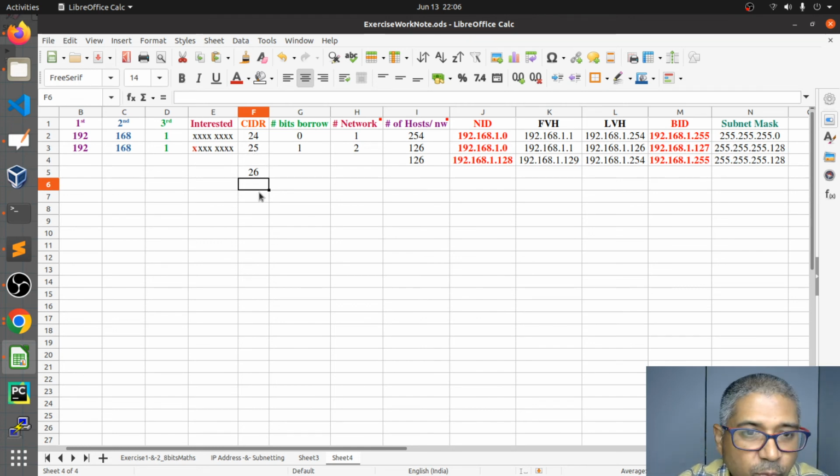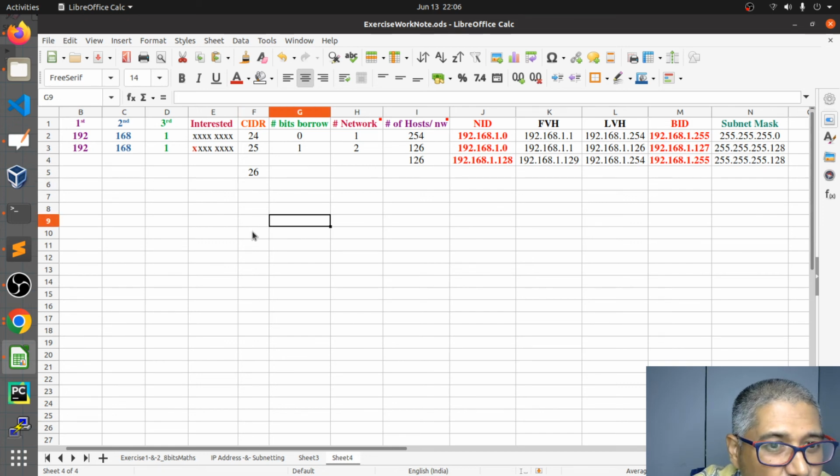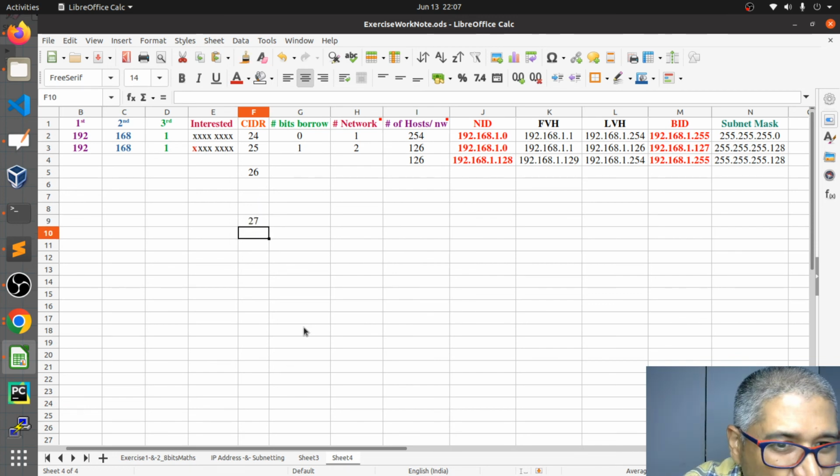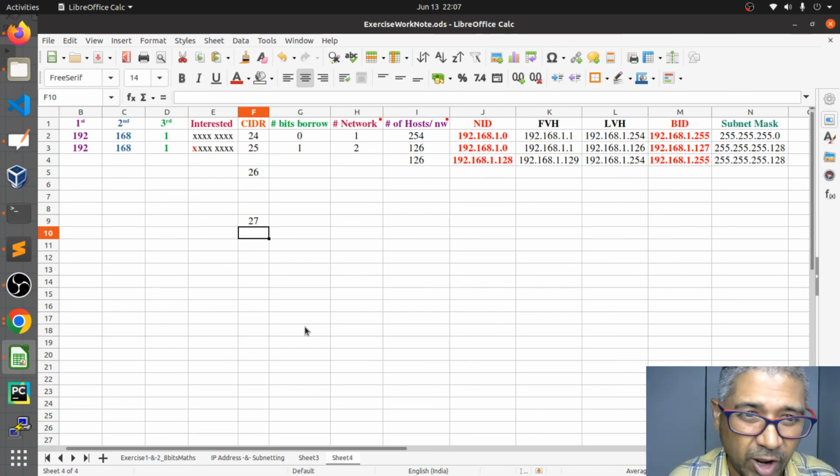So if you borrow 2 bits, how many networks do you get? 2 to the power 2, 4 networks. And if you borrow 3 bits, you're going to get how many networks? 8 networks. Tomorrow, I'm going to discuss /26 and /27 in an extended way. We will try to understand all the 4 networks and all the 8 networks.